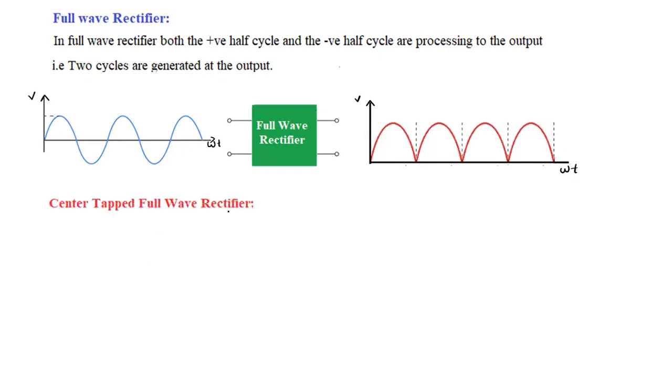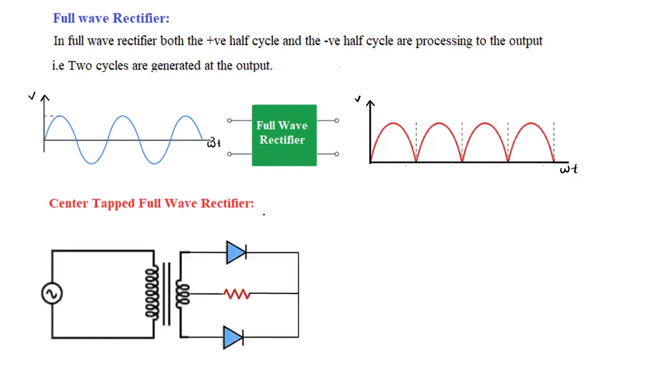First we discuss the center tapped full wave rectifier, and after that the bridge rectifier. This is a center tapped full wave rectifier diagram, which has two diodes, D1 and D2. This is a transformer, and to this transformer we are giving AC input, that is 230 volts. We are using a step down transformer, which is used to decrease the voltage, and this is called the load resistance. It has a plus and minus terminal, and we measure the voltage across this load resistance.